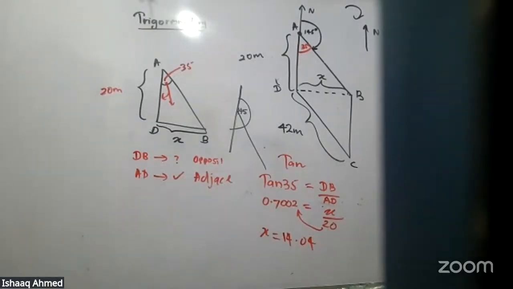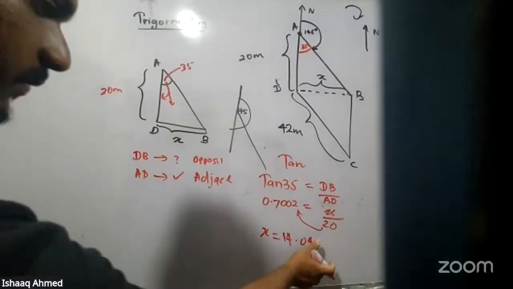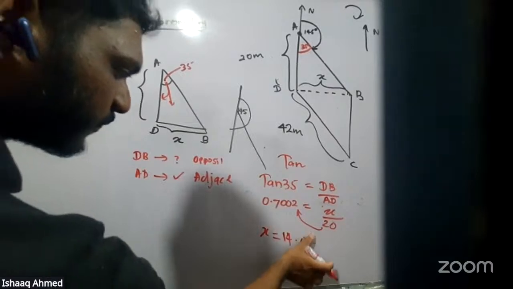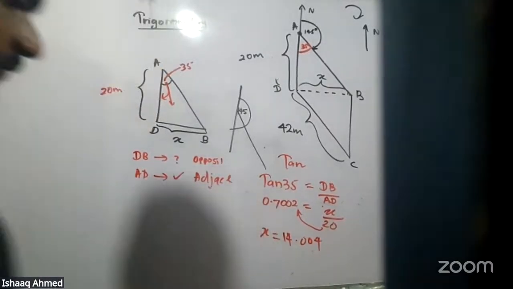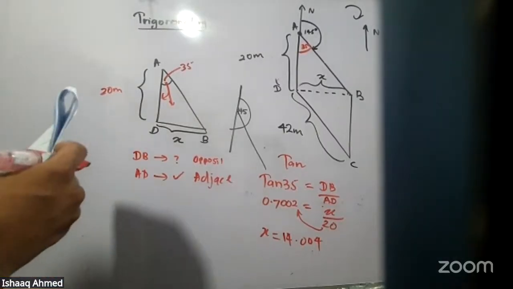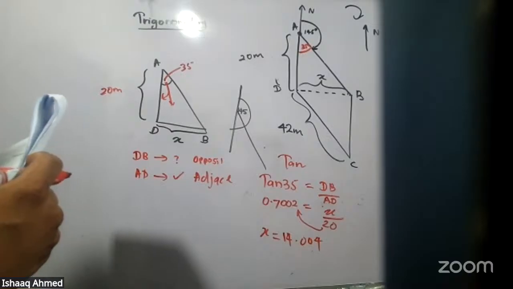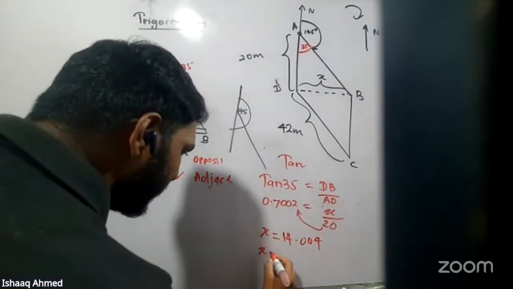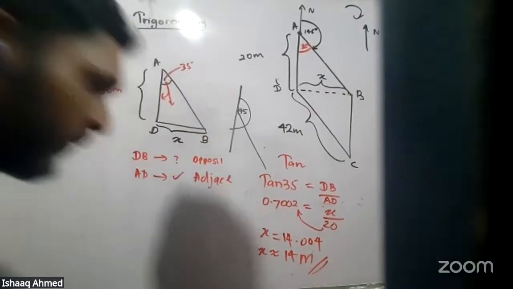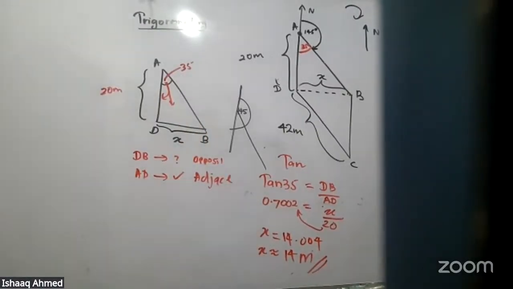No, 14.004. 14.004 is the actual value, but they want you to find it to the nearest whole number. Therefore, x is approximately 14 meters. x is 14 meters.